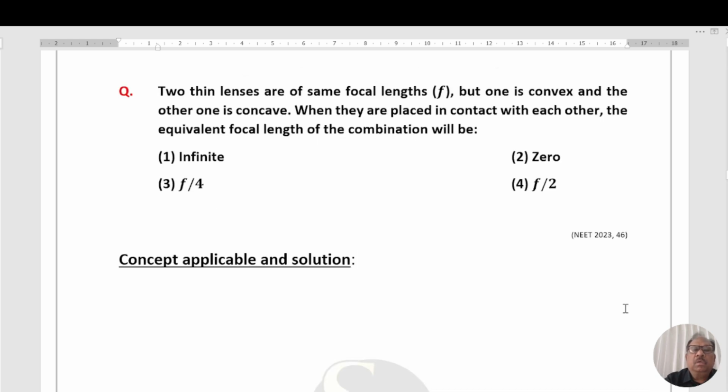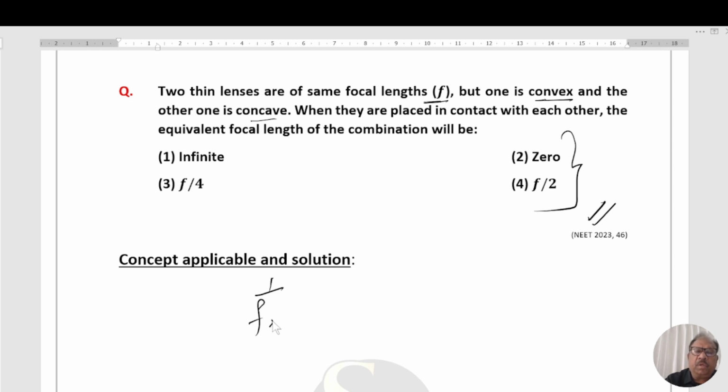Question is, two thin lenses are of the same focal length, but one is convex and the other is concave. When they are placed in contact with each other, the equivalent focal length of the combination will be. Four options are given to you, one of the options is correct. Question is taken from NEET 2023.